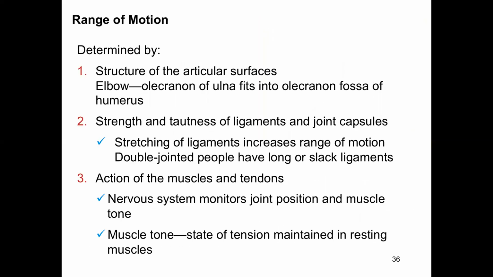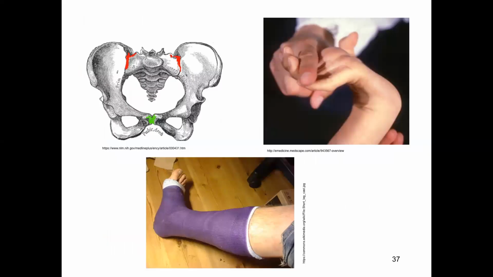So range of motion is determined by the structure of the articulating surfaces, the strength and tautness of the ligaments, the action of the muscles and tendons. You've got a whole branch of the nervous system that's monitoring joint position. Your cerebellum is part of that. It's going to notify your brain where you're at, and keep your muscle tone. And then here are some examples.